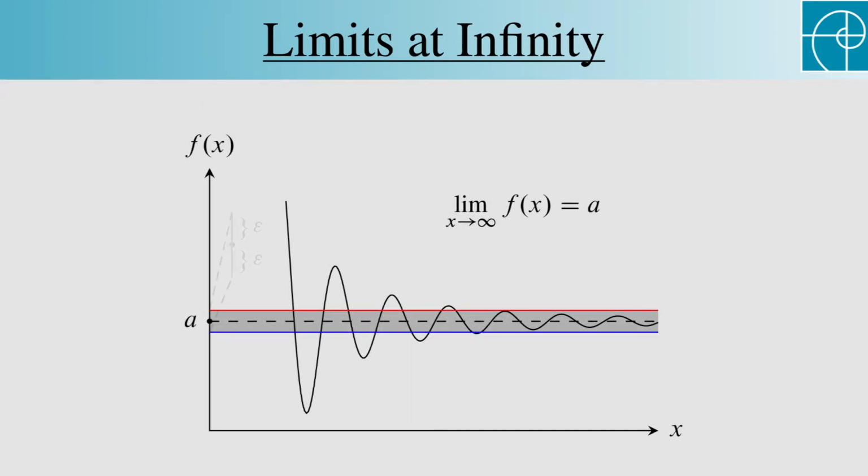Going back to the graph with the band, here's where epsilon is. It's half the width of the band. And right about here is where M is, because beyond that, the function never leaves the band.